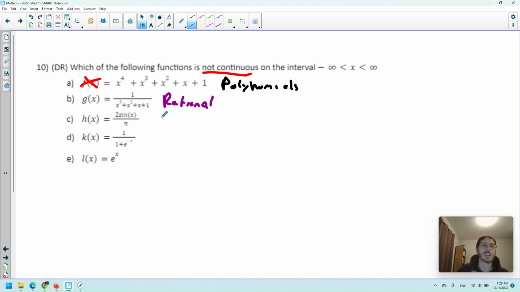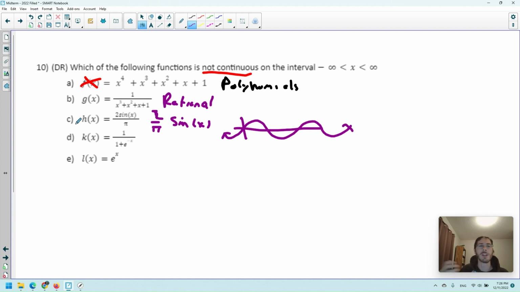This one looks like it's a rational function, but you can really rewrite this one as 2 over pi times sine of x. And sine of x is always defined. If you remember from previous classes, sine of x kind of looks like that, and it extends this way as well. Since sine of x is always defined and pi is just a number, we're never going to get a chance to break this, where we would have either 0 in the denominator or a negative inside of a radical. So we'll get rid of that one.